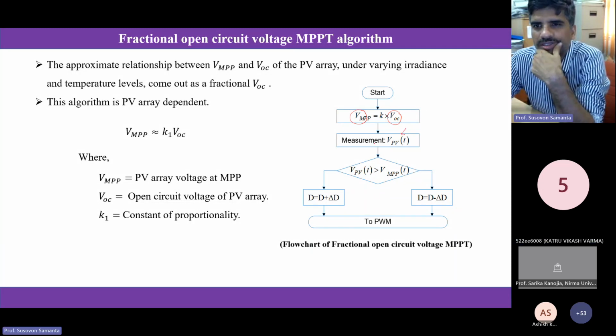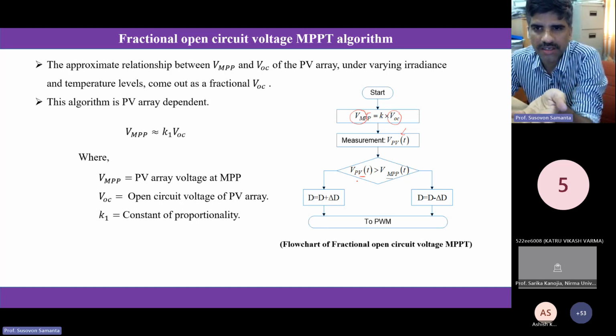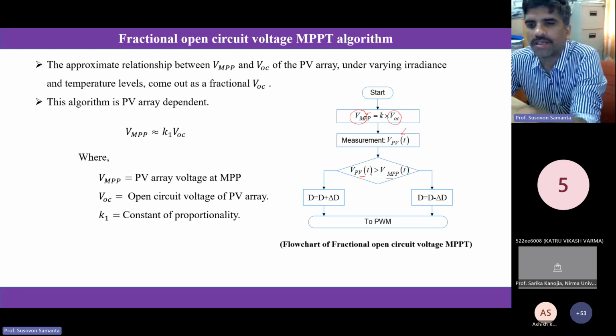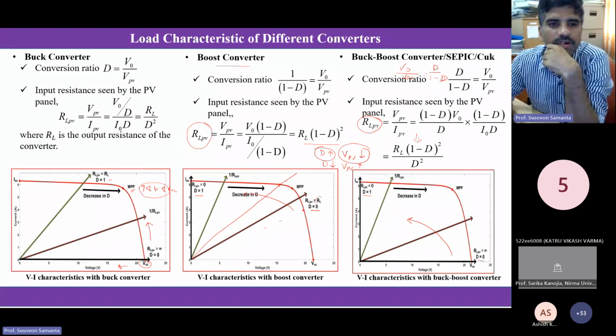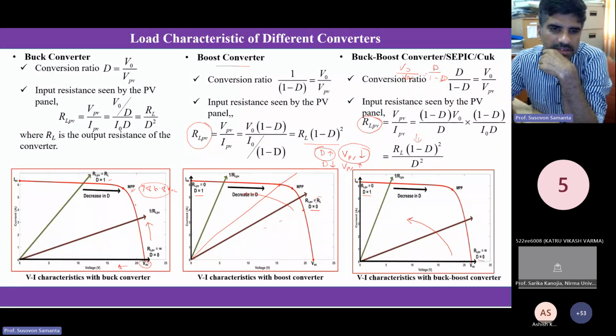Then you measure the voltage. You just check whether your voltage is greater than the MPP value or not, because this value is fixed now. As I said, if my panel voltage is greater than MPP, then which side am I? If my panel voltage is greater than MPP, that means I am on the right side of the MPP. Okay, maybe here, because my panel voltage is more than MPP. Then what do I need to do? I need to decrease the panel voltage.